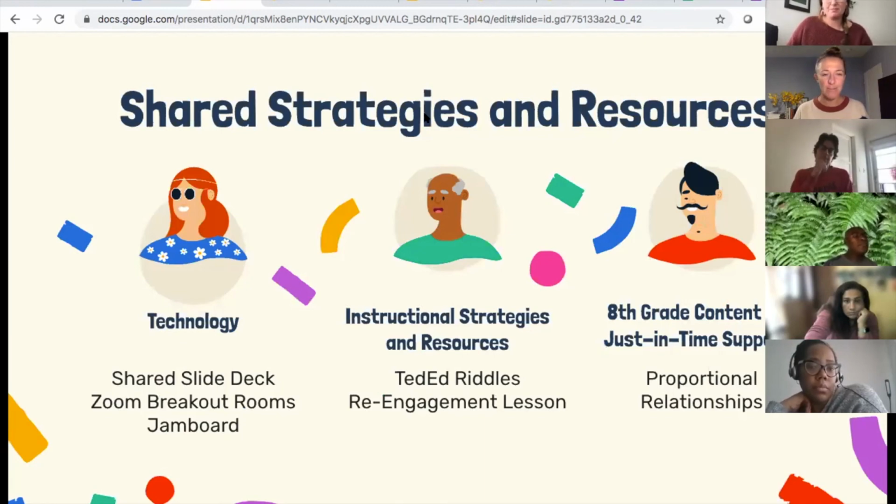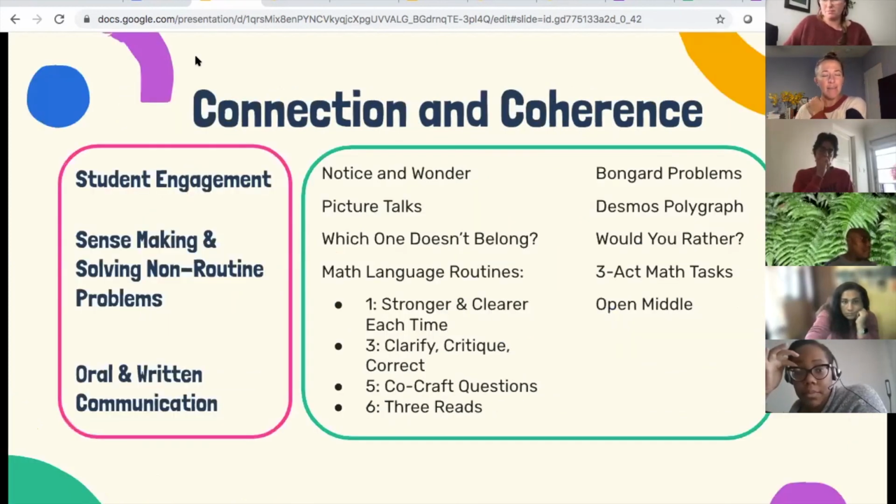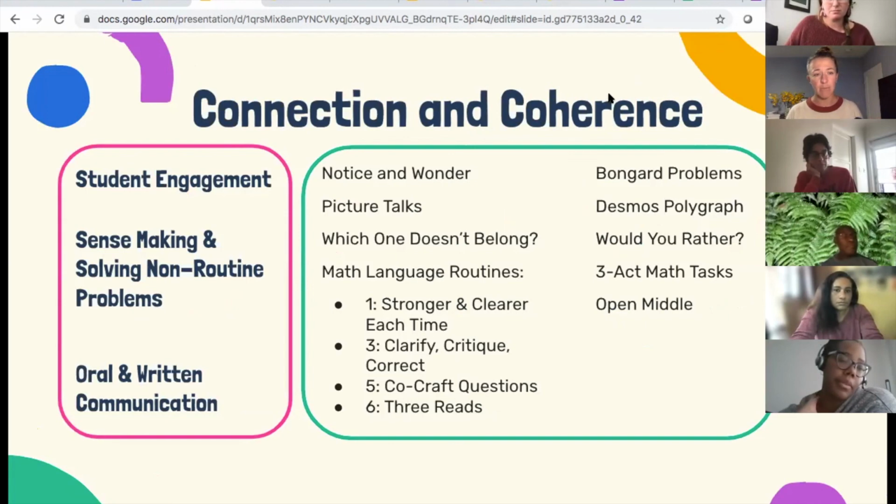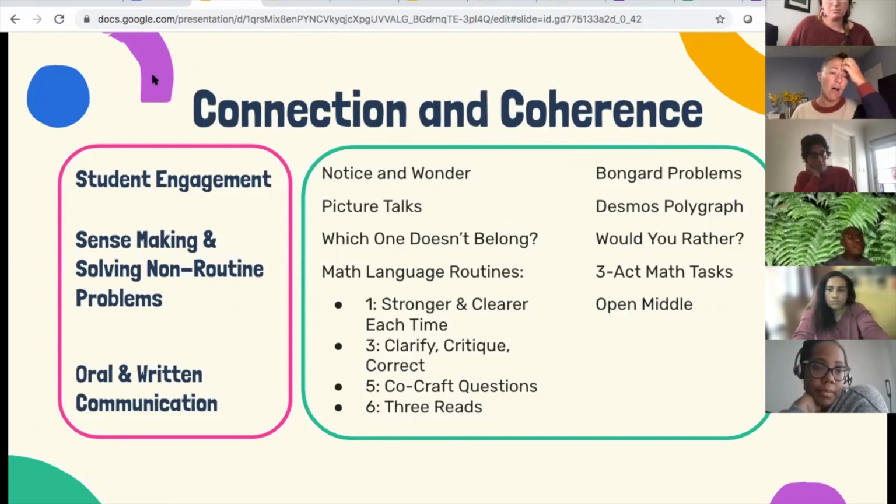So we're almost out of time here. I just want to highlight some of the things that we have accomplished today with regards to technology, instructional strategies, and just-in-time 8th grade content. Thinking back on all four of our sessions, Solana and I sat down and asked what problems of practice we were going to aim to address. We've got student engagement, sense making and solving non-routine problems, and oral and written communication. We did our best to offer some strategies that can help support those problems of practice.